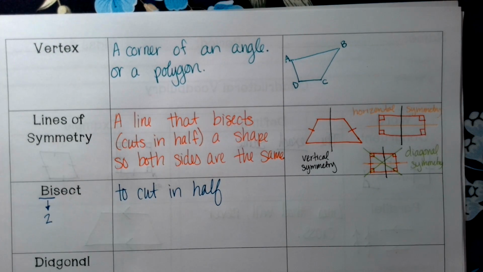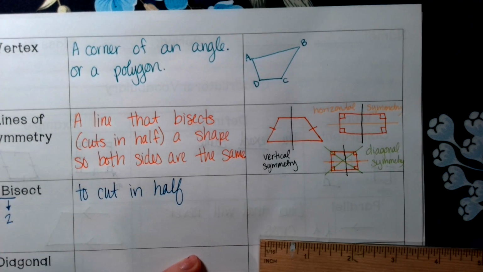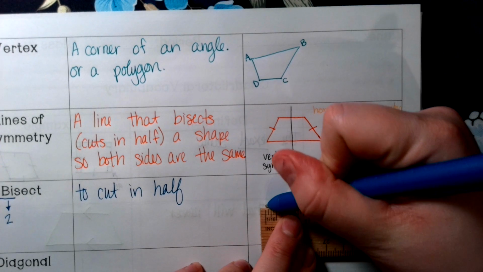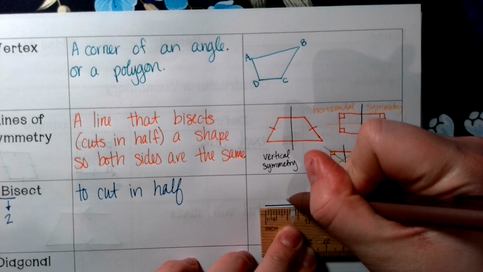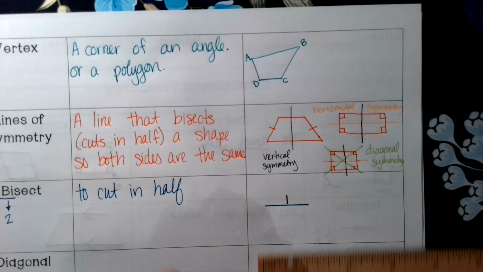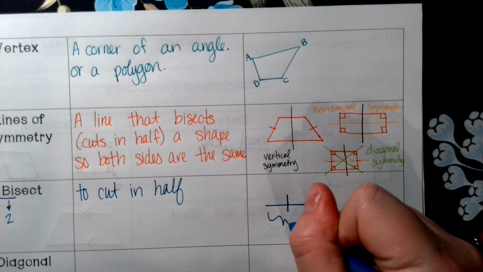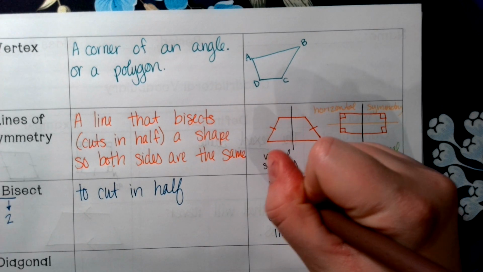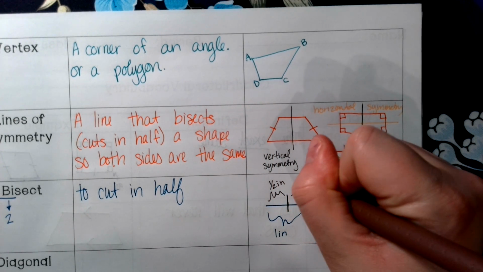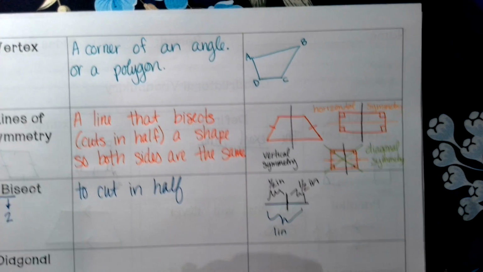So for example, if I have a line that is exactly 1 inch long, if I want to bisect that line, I want to cut it in half, I would cut it in half at exactly half. If I cut right here, I just bisected it. It was 1 inch, but now this is half of an inch, and this is half of an inch. I cut that 1 inch line in half. I bisected it.